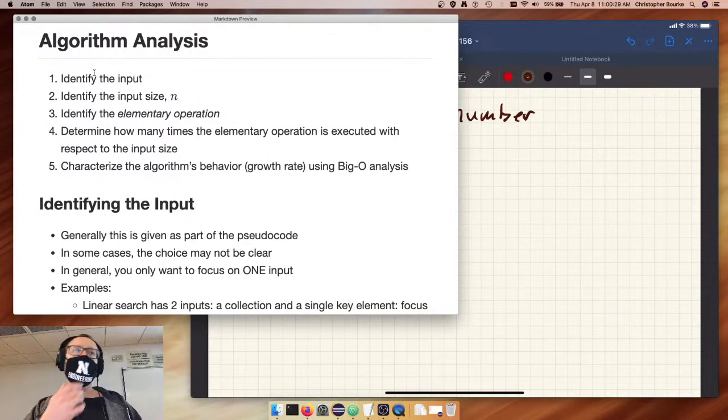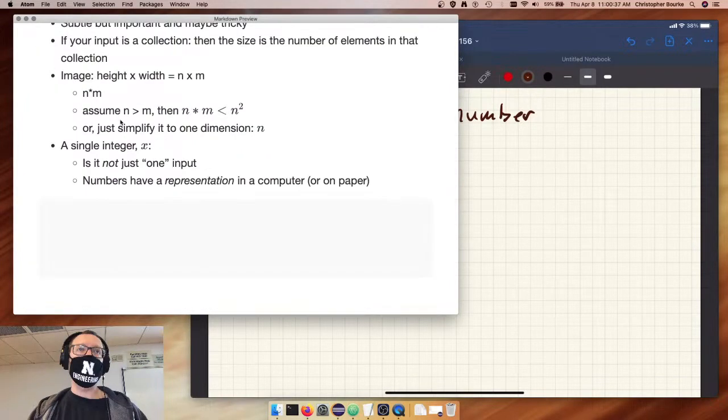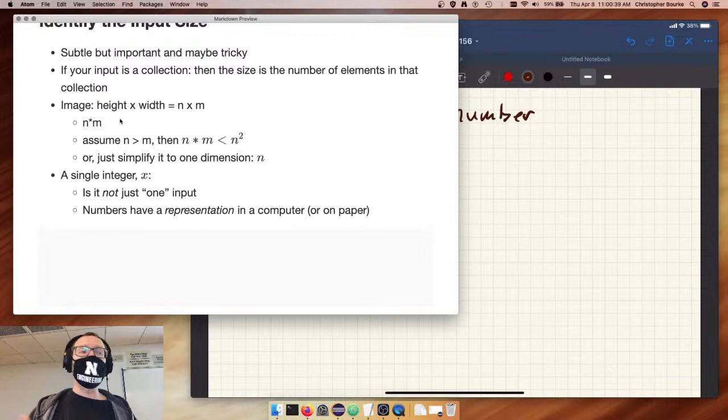By identifying the input, examples here, like if you've got a collection, then of course your input size is the size of the collection or the cardinality of that set. If you have an image, which might have multiple dimensions, you can simplify it by assuming that one dimension is larger than the other, so you're only dealing with one variable and don't have to worry about ultimately coming up with a function on multiple variables.